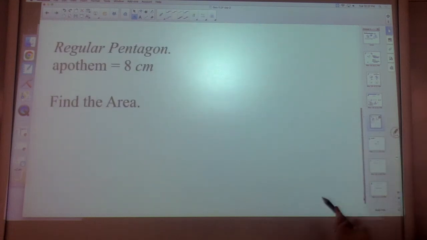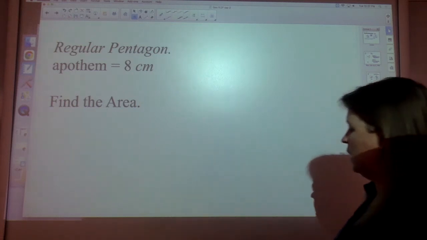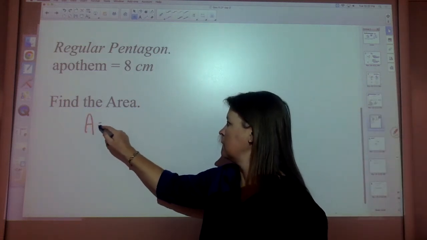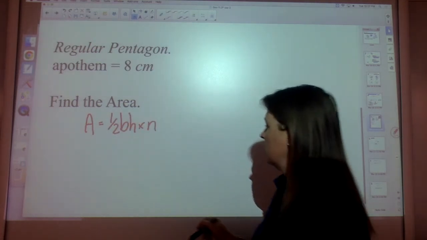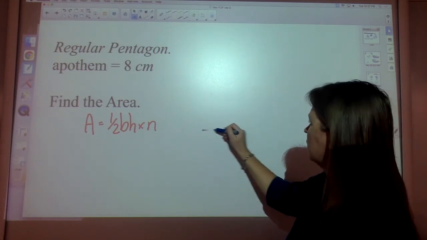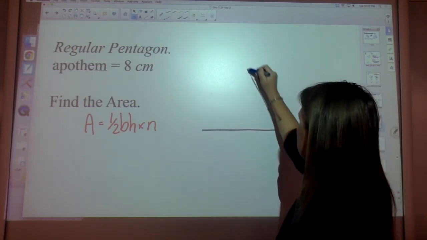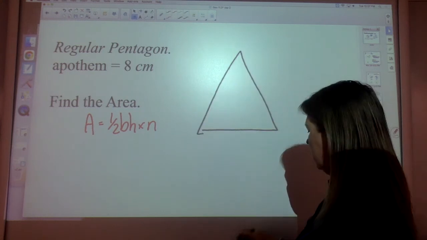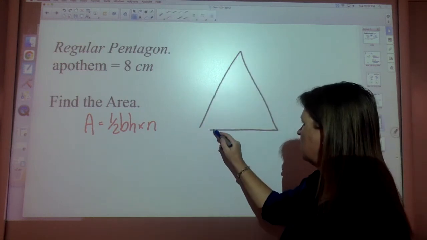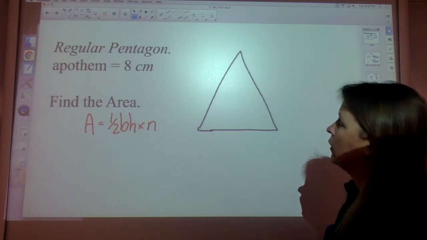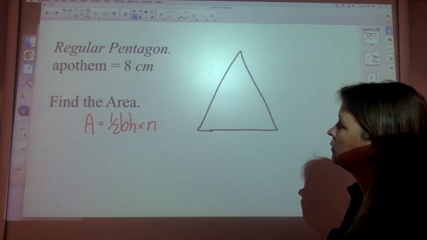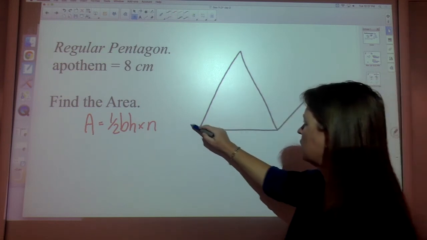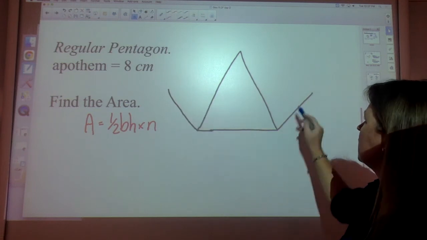Another one, but this time it's a pentagon. Regular pentagon, they give us the apothem. We need to find the area. Area is still 1/2 base times height times number of sides. Let's draw our pentagon. Not a pentagon, just drawing a triangle. Whoops, totally missed. Just drawing a triangle. All we know is that the apothem is 8. Shoot. That's not really telling us a lot of information. We know this is going to keep going. Here's a side, side, side, side, side.